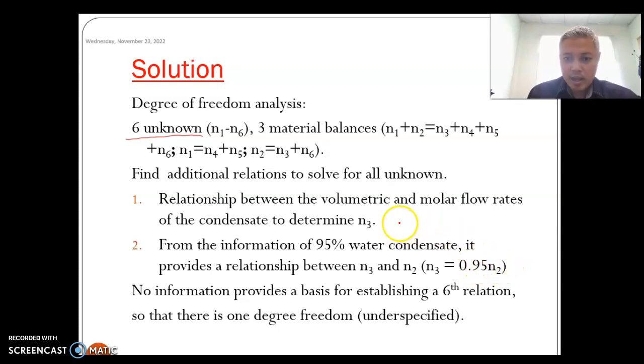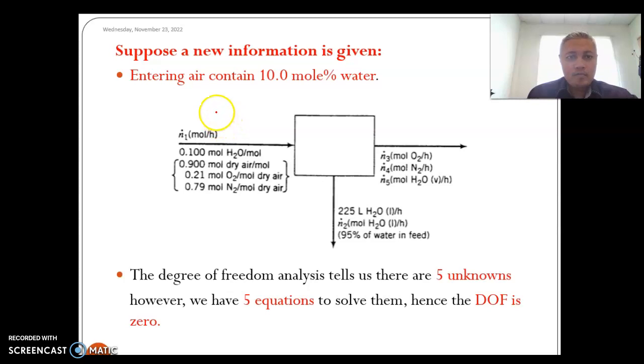So we can add another 2 independent equations, but no information provides a basis for establishing six relations, so that there is 1 degree of freedom. That means we don't have enough information to solve this question, provided we have not been given new information, where entering air contains 10 mole percent of water.